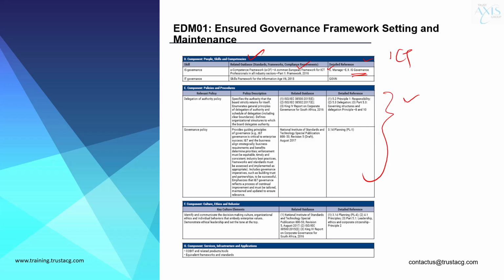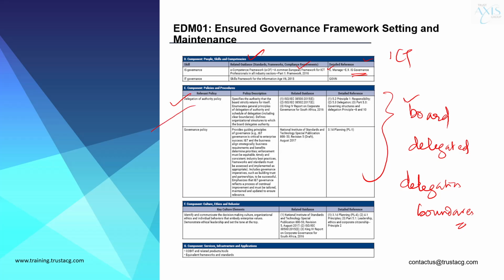Now, the first policy is the delegation of authority policy. Now, this policy defines which decisions are retained by the board and which are delegated to other levels within the enterprise. Now, it specifies the principles of delegation, outlines what you call boundaries, right? And describes the organizational structure that would be receiving the delegated authority.